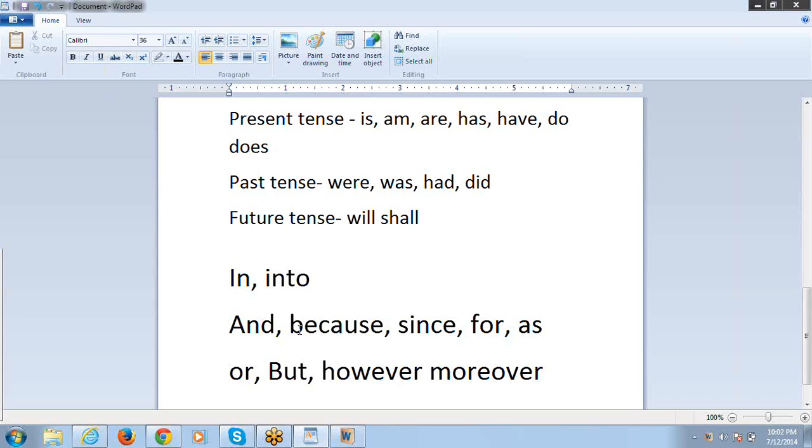For example, if you want to tell your boss or somebody at your place that yesterday I wasn't able to come to the office, because, or maybe since I was not well. You can use because I was not well, or maybe since I was not feeling good, or you can say, as I was not feeling good, which has the same meaning.